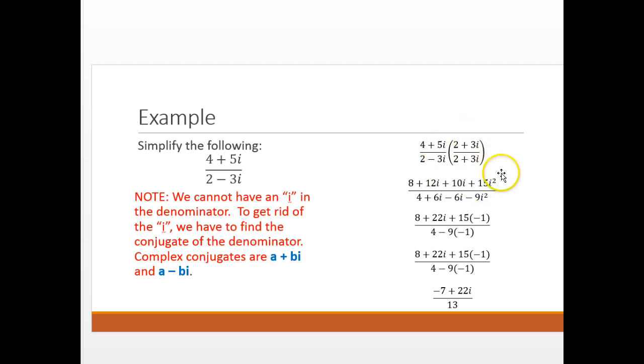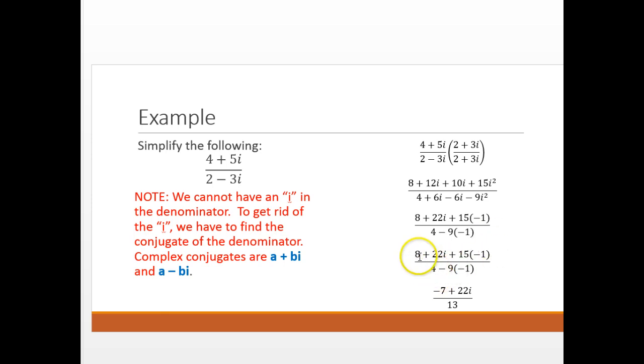The i squareds are the kickers now, okay? Remember, i squared equals negative 1. In your numerator, you're going to combine the 12i and the 10i and get 22i. In the denominator, you're going to get 6i minus 6i is 0i. So notice, at this point, there are no i's in your denominator. You simply have 4 minus 9 times negative 1.